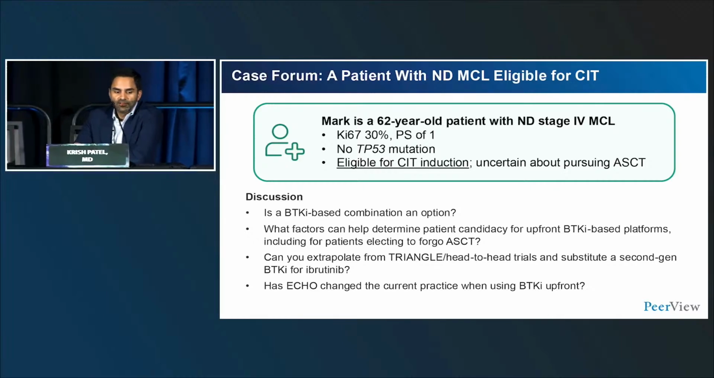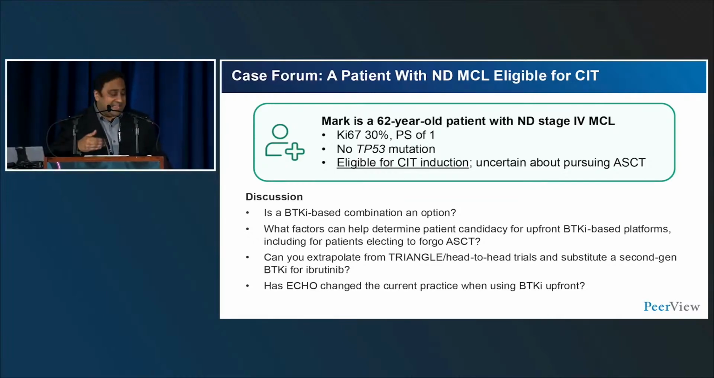And here in the United States, ibrutinib's label for mantle cell has actually been voluntarily withdrawn. So how do you apply the triangle data? Are you just substituting in second-generation BTK inhibitors, and are you comfortable doing that?